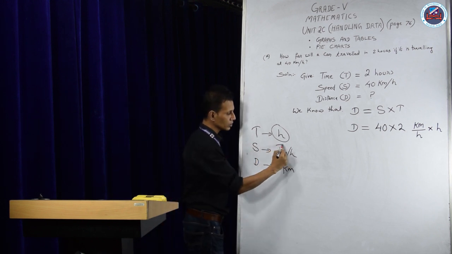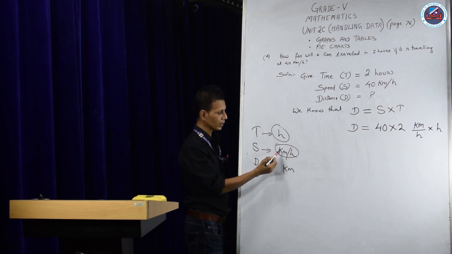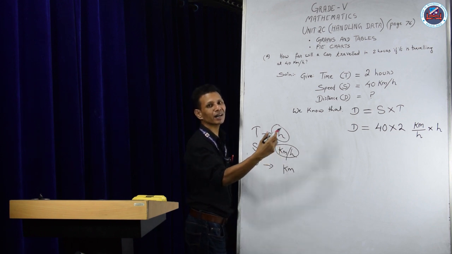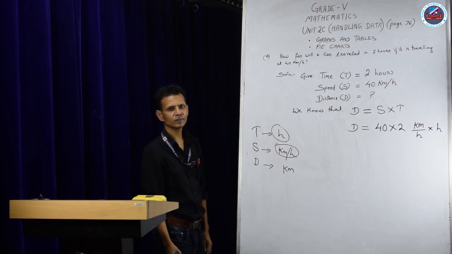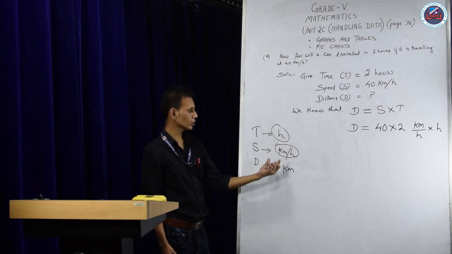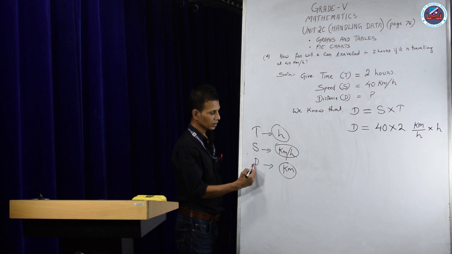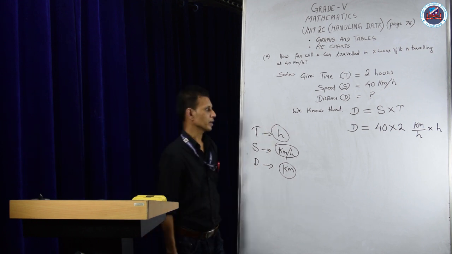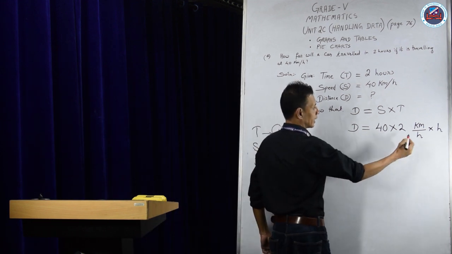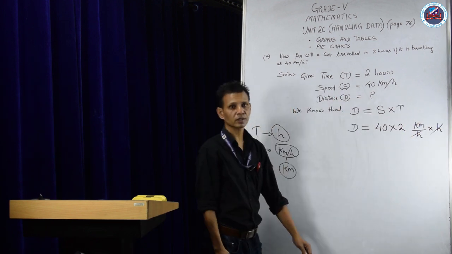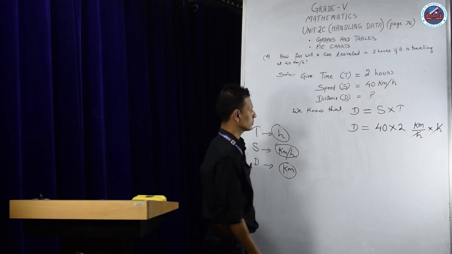In speed you will see kilometer per hour. Sometimes you might see miles per hour. Yes, sometimes you will see meter per hour, and so on. But these are the standard units, so in many questions you will see only this. And for distance you will see kilometer. Now let's check from here. Can I cancel denominator h and numerator h? Of course, right? We learned this, right?